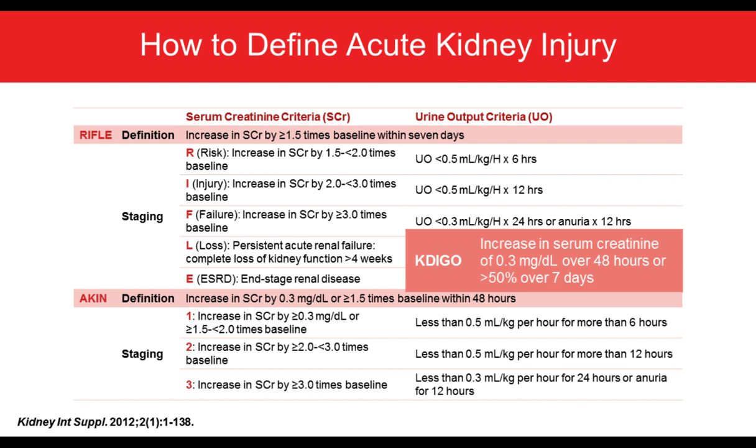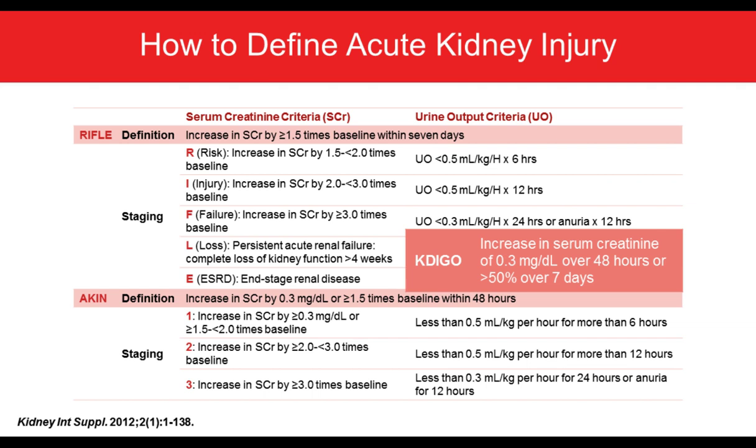R is risk, if the increase in serum creatinine is 1.5 to 2 times. I, injury, if the rise in serum creatinine was 2 to 3 times. F, failure, if it was more than 3 times. And they call it loss if it was persistent acute renal failure for more than 4 weeks. And E, ESRD, if the patient is needing dialysis for more than 3 months. And another criterion was the urine output criterion, based on how much urine output you're producing in ml per kilo per hour for 6 hours or 12 hours, and you can look at these criteria.